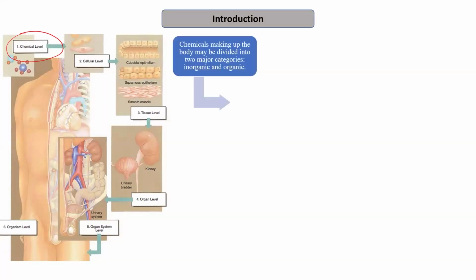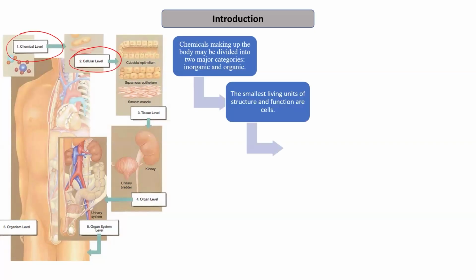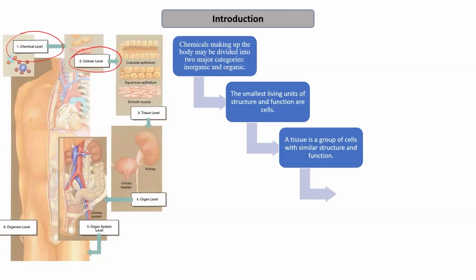Then we have the cellular level of organization. In the cellular level, the cell is the structural and the basic unit of life. These cells then acquire a similar structure or function. A group of cells that acquire a similar structure or function forms a tissue. So the third level is the tissue level. For example, in this figure, we can see it may form an epithelial lining like cuboidal epithelium, or it may form some muscles like smooth muscles.